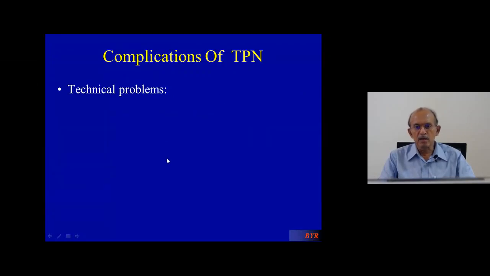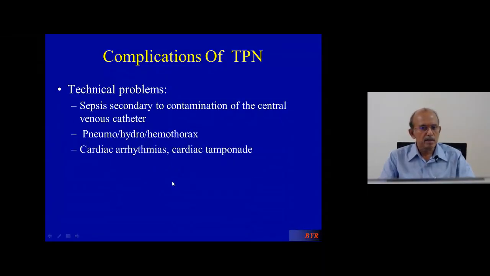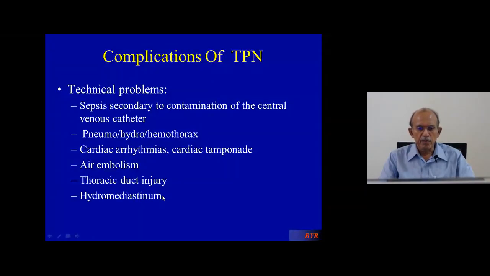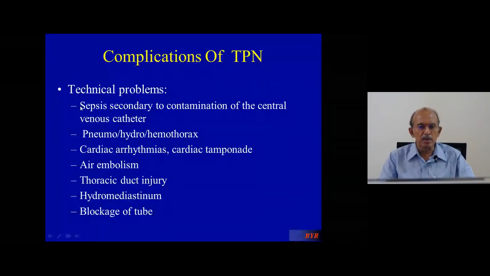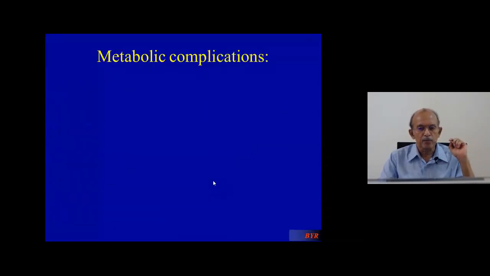Complications of total parenteral nutrition: technical problems, sepsis secondary to contamination of the central venous catheter, pneumo or hydrothorax, cardiac arrhythmias, cardiac tamponade, air embolism, thoracic duct injury, hydromediastinum, blockage of the tube. So all these complications are mainly because of the technical problem. That means during insertion of the tube, sometimes the tube may penetrate and pass into the pleural cavity or into the mediastinum or into thoracic duct, and these problems will ensue.